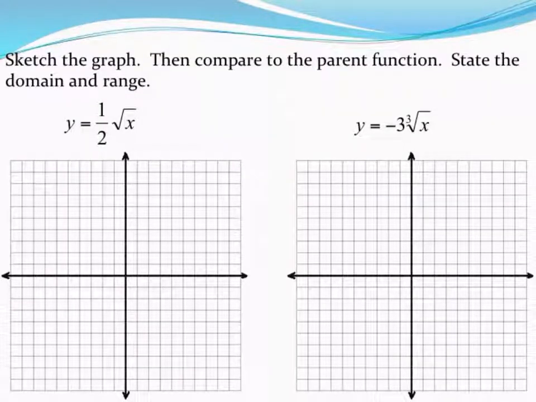When we graph cube root and square root graphs, there's three things I'm going to ask you to do. First up, I'm going to ask you to make a sketch of the graph. That's going to include 1 point. The rest of it will be just a sketch.